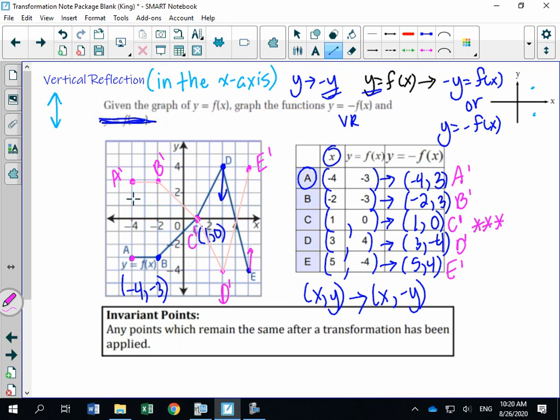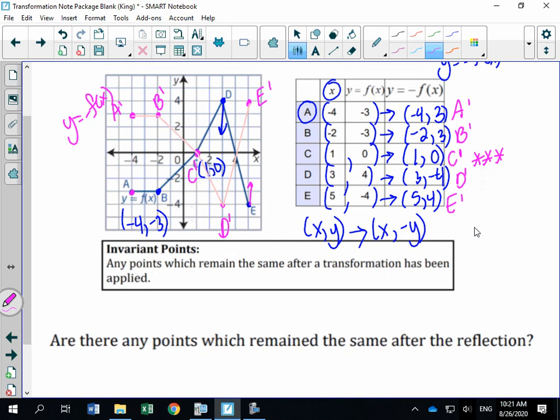So this transformed graph would be, let's write in pink, y is equal to negative f of x, and that is a reflection in the x-axis. Okay, so remember how I said we starred C? What C is, if we have an original coordinate and the transformed coordinate doesn't change, what we call that is an invariant point. So this is going to be an invariant point. An invariant point is any point which remains the same after a transformation has been applied.